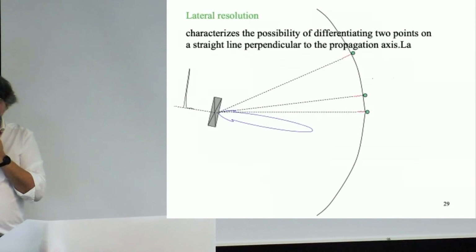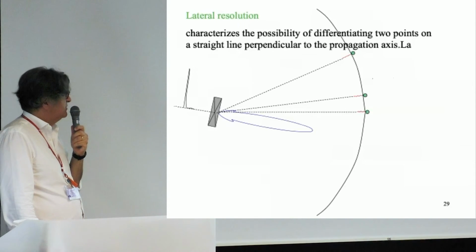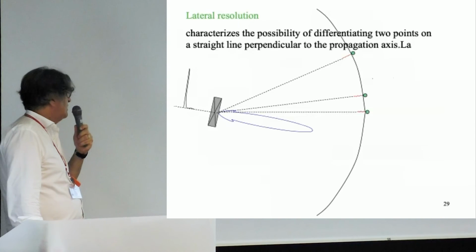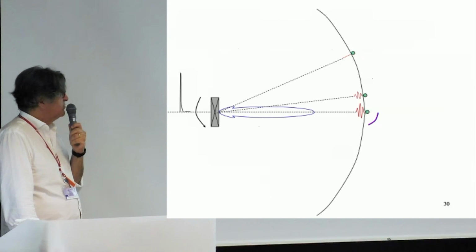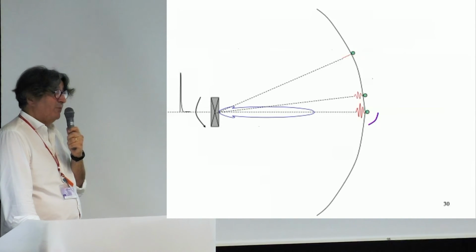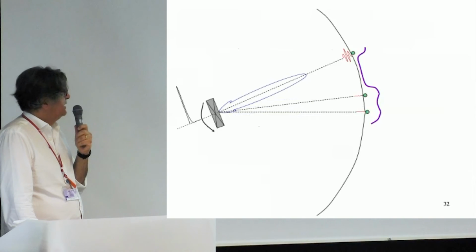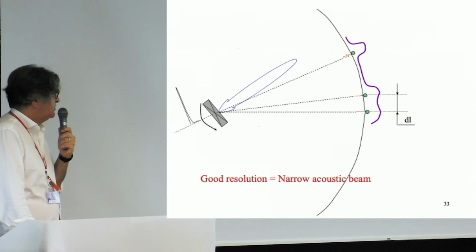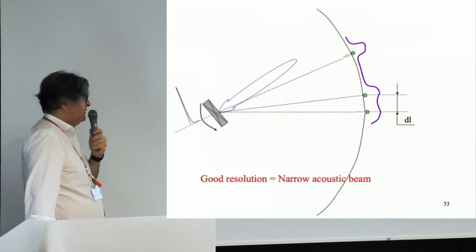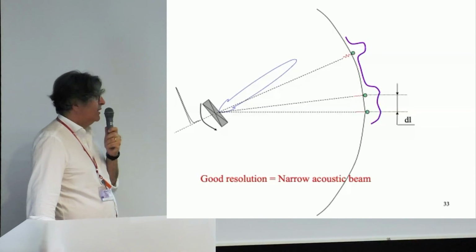Now, I will talk about the lateral resolution. This is more or less the same discussion that we had yesterday. This is the ability of a transducer to separate two targets in the direction transverse to the propagation path. Here you can see clearly the separation of your two targets, and a good resolution is given by a narrow beam. It is clear that a flat transducer has a very poor resolution.